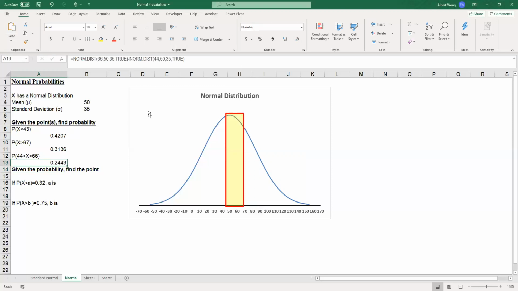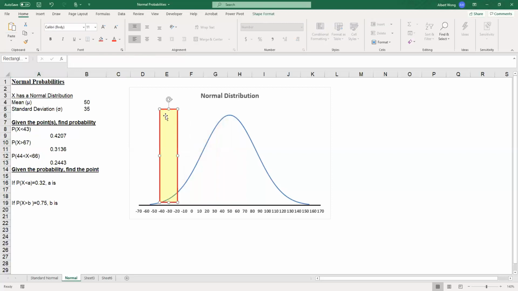So again, if you format it to 4 decimal places, you now know how to do all 3 different cases: less than, more than, in between, to find probabilities for a normal distribution. The last 2 cases are about given the probability, find the point. So in the fourth case, we say find A if probability of x less than A is equal to 0.32. 0.32 meaning the area below, because less than means the area below. If you draw a picture, we are given this probability, 0.32. We want to find the point that corresponds to A, right?